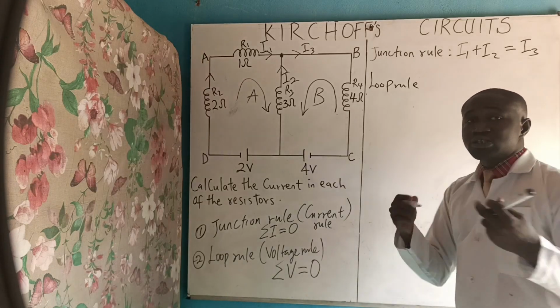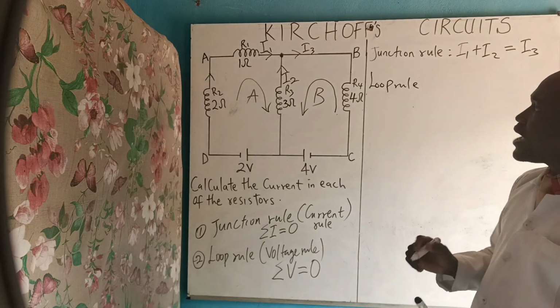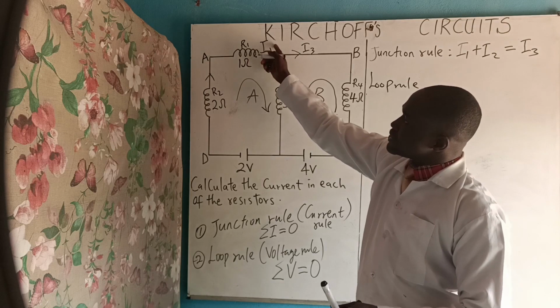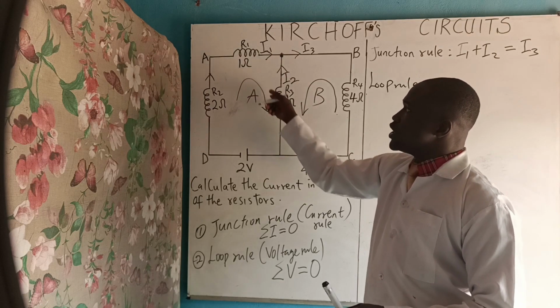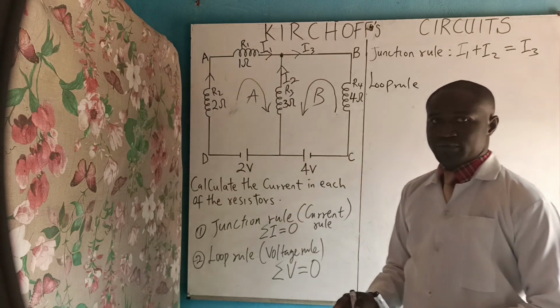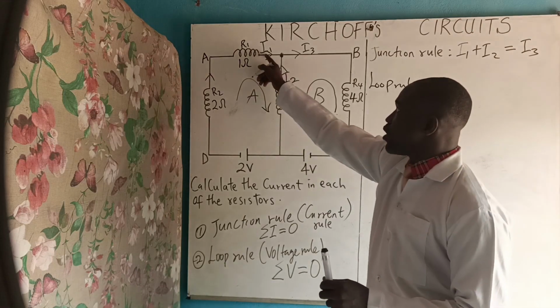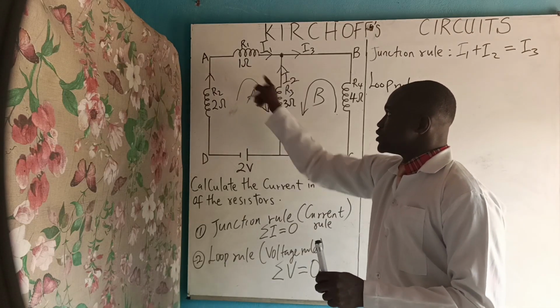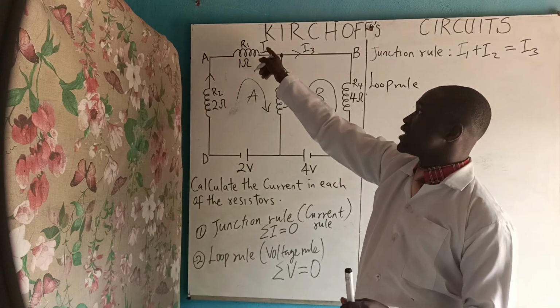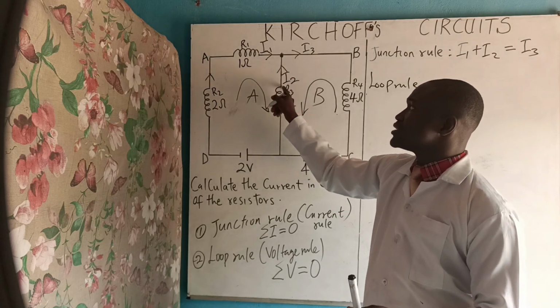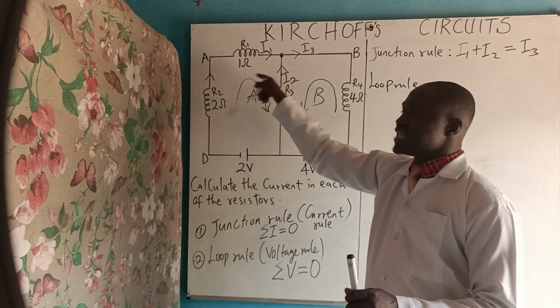Now, what does the loop rule state? It's trying to tell you that when the current is in the same direction as the loop, that current will be negative. And when the current is in the opposite direction to the loop, it will be positive. Like this one is moving like this and the loop is moving like this, so they are in the same direction, and this current is negative. Whereas this current will be positive, because they are in opposite direction.